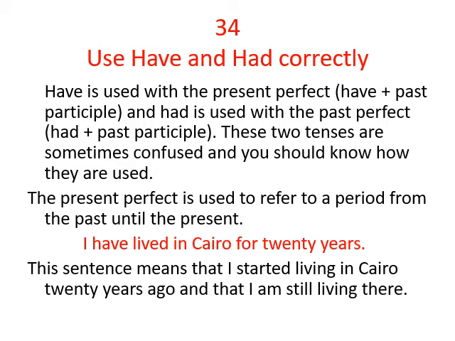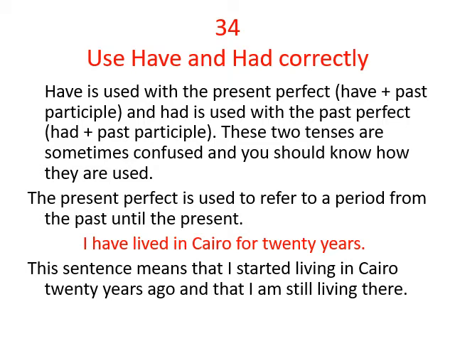طيب have is used with the present perfect which is have plus past participle and had is used with the past perfect which is had plus past participle. These two tenses are sometimes confused. ساعات بنتلخبط فيهم and you should know how they are used. امتى وازاي بنستعملهم. The present perfect اللي هو have يعني any form of have يعني have أو has.